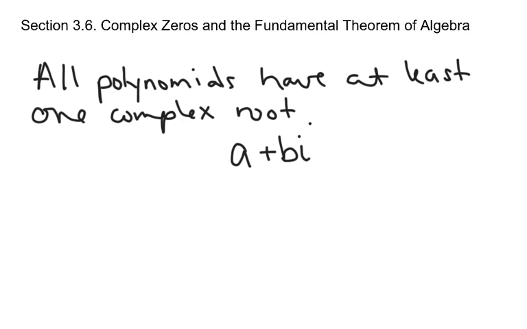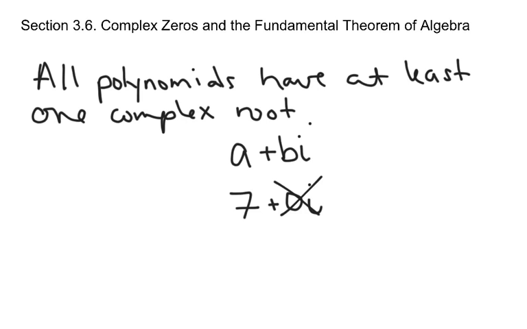So if I tell you that the root of a polynomial is 7, I can write it as a complex root by putting plus 0i. Now you know that 0 times anything is 0, so this just basically goes away. That's why you have this real number.